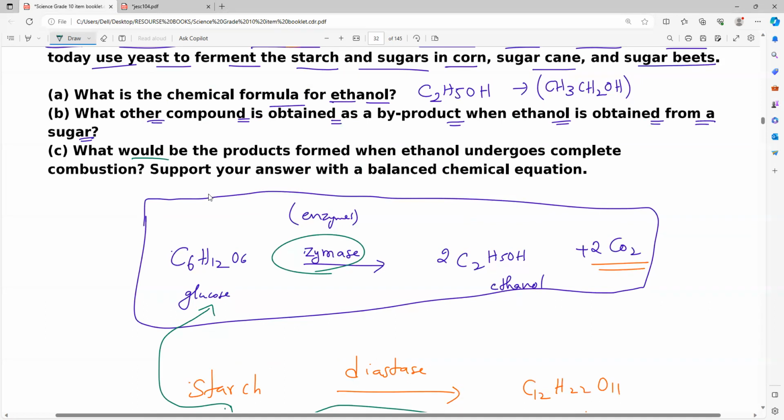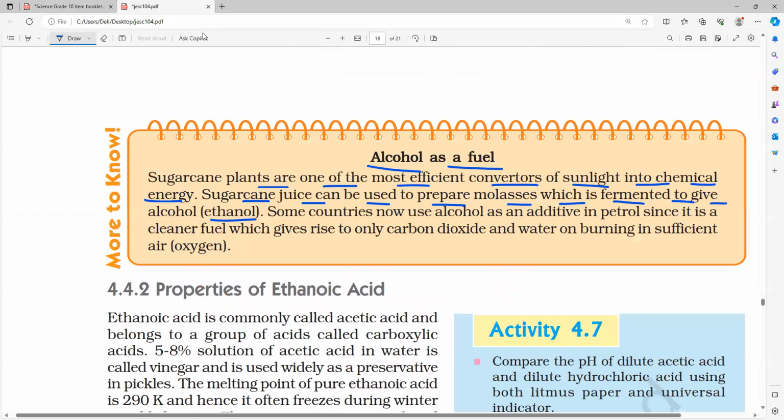Okay, next. What products are formed when ethanol undergoes complete combustion? Support your answer with a balanced chemical equation. The equation is not in the textbook, but if you check your classwork, I have taught you. Verify, everybody. When ethanol undergoes complete combustion, we get only two products.